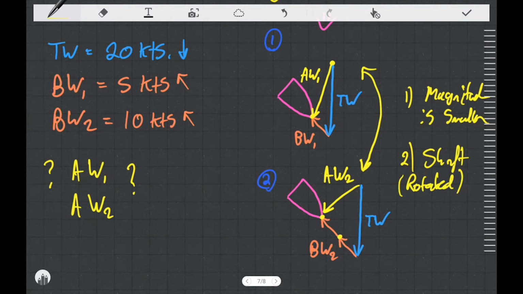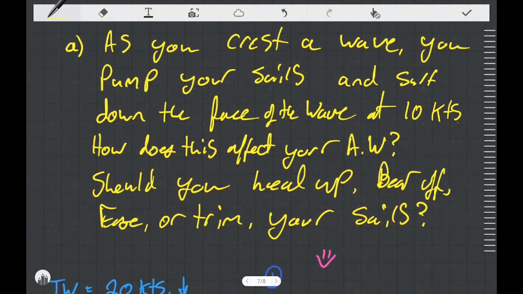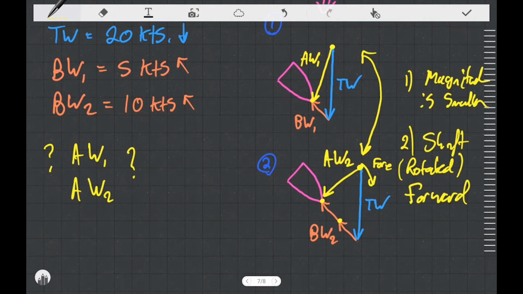And the direction that we would say it rotated is clockwise or forward. Where do we get forward from? Well, we get forward from the idea that this end here has moved towards the bow of the boat. Forward. So, to answer that first part of the question, what does this do to your apparent wind? It shortens it, and it shifts it forwards.